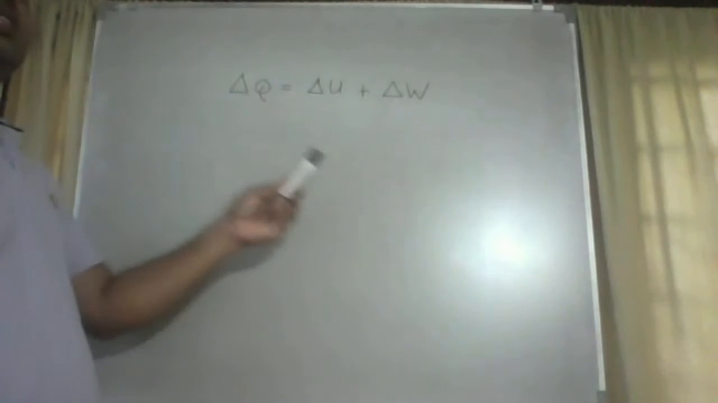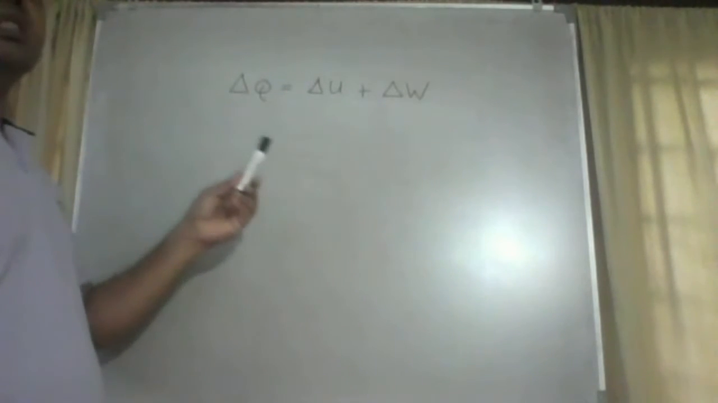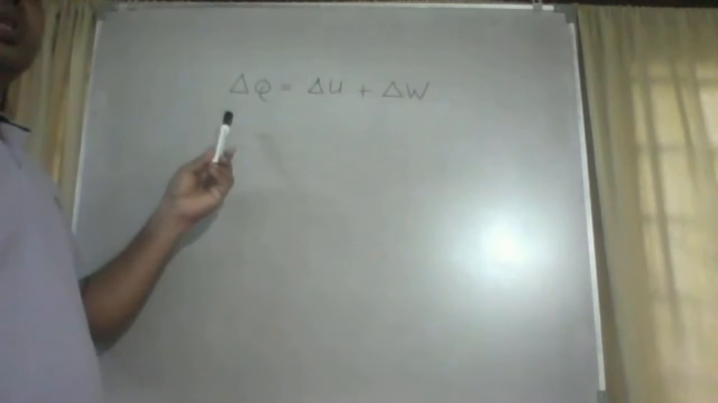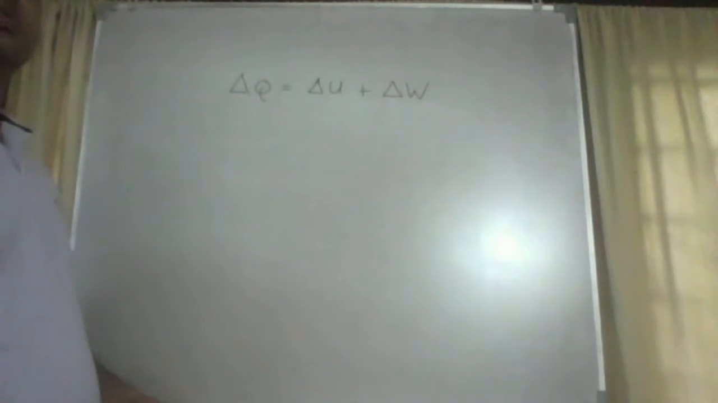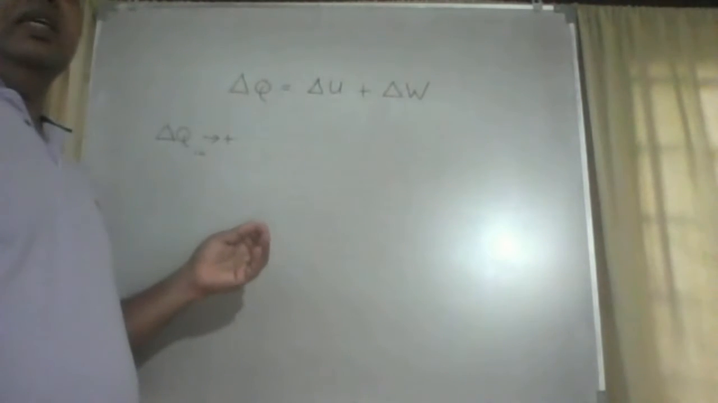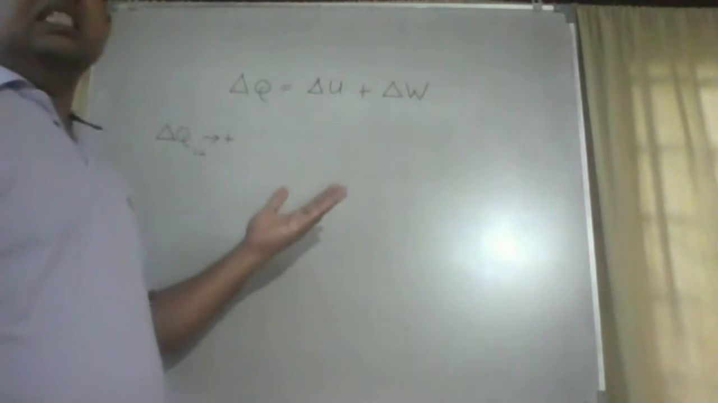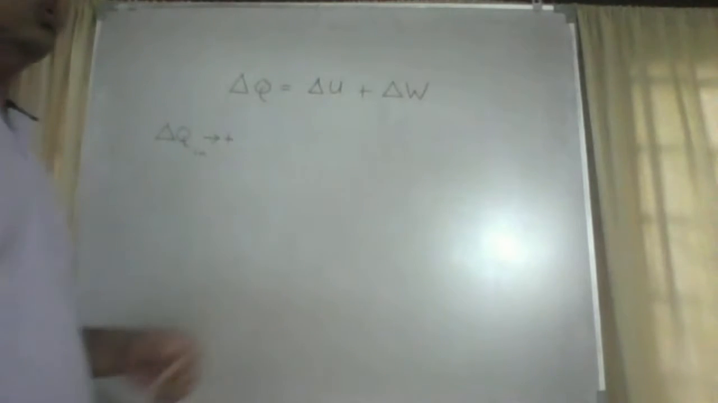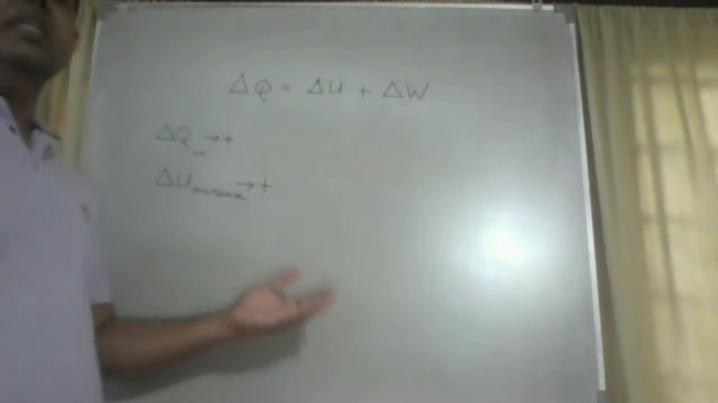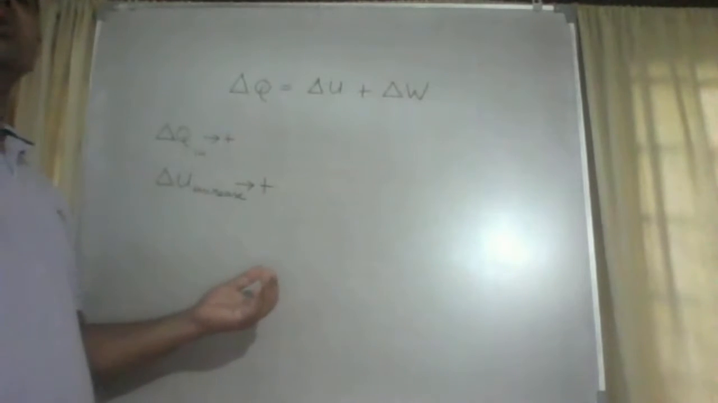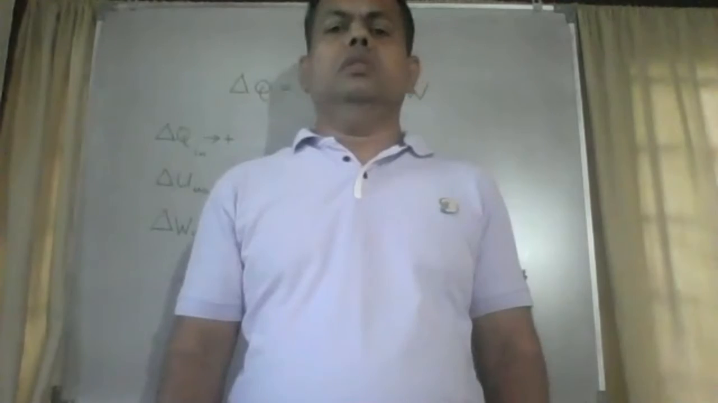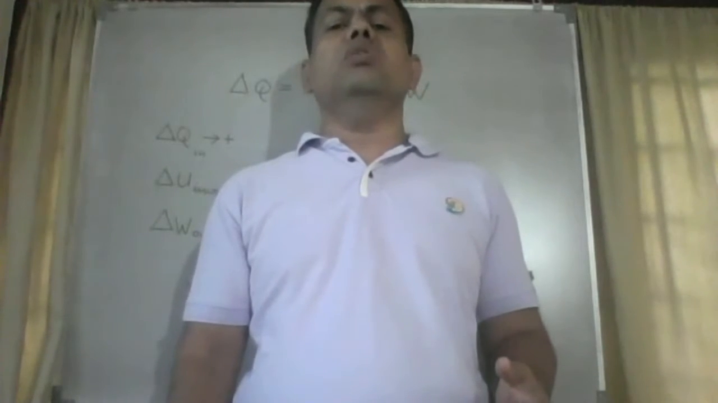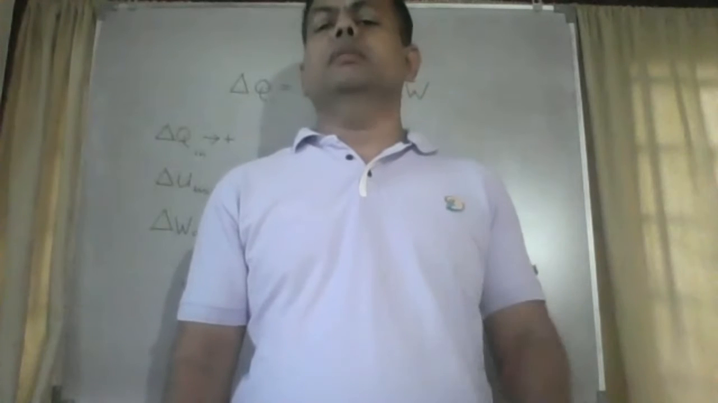The sign convention applied to this equation is: delta Q in is positive, delta Q out is negative. Delta U increase is positive, delta U decrease is negative. Delta W out is positive, delta W in is negative. Now let's see special instances where the first law of thermodynamics is applicable.